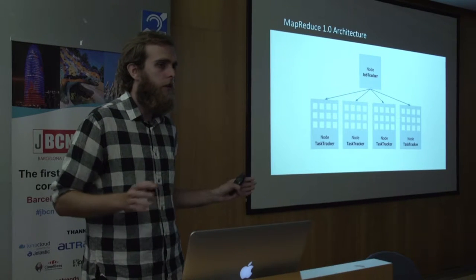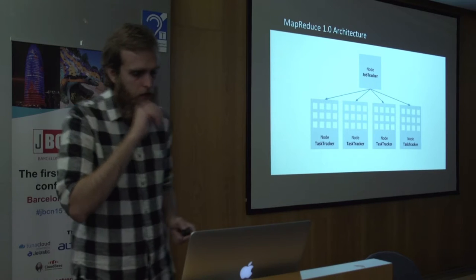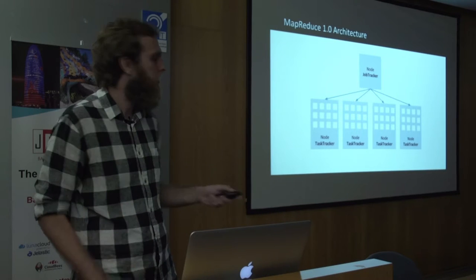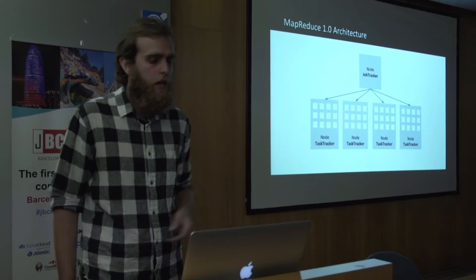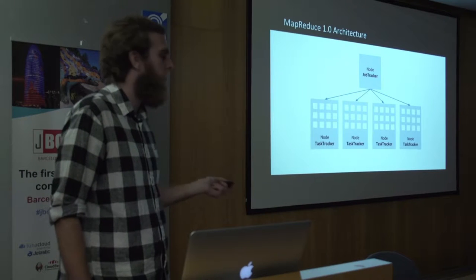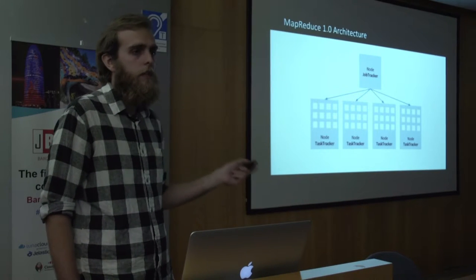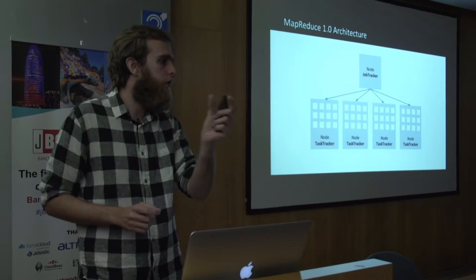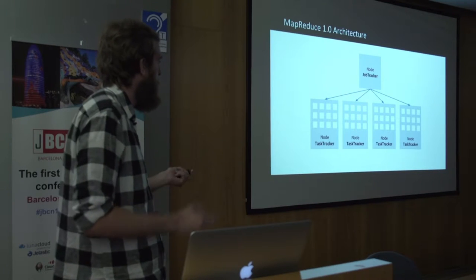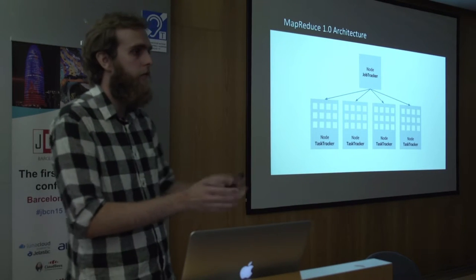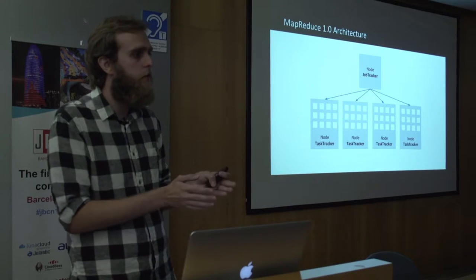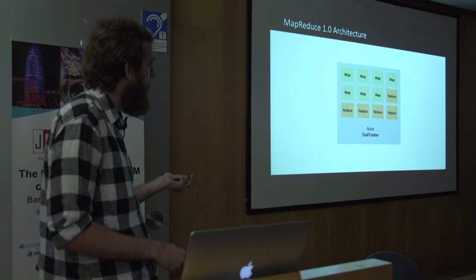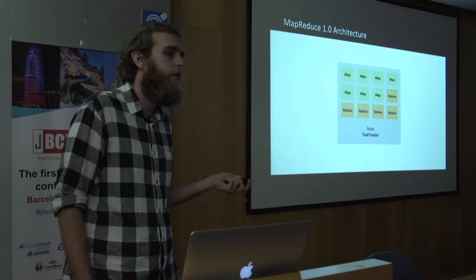Underneath, how does MapReduce work? Well, it's made on a master-slave architecture. Here we have a master called the job tracker, and here we have all the slaves called task trackers. Each task tracker has several slots, which are like the unit of computation, where you can configure each of your nodes depending on whether you have a more powerful or less powerful machine. You can put more or fewer slots. And each one of these slots can execute a map or can execute a reduce.